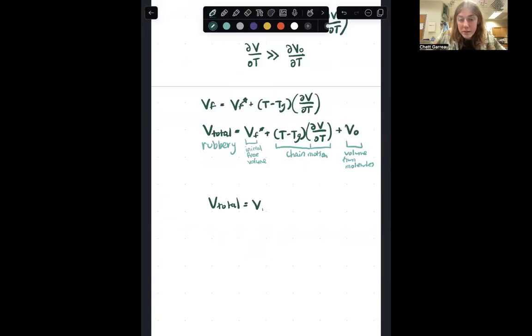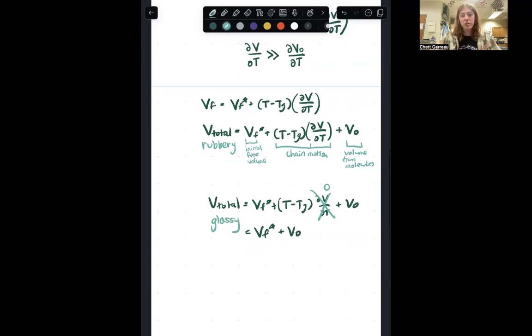So in the glassy region, we're going to see the same equation being used. It still applies. It's just the total volume equation, but there's no chain motion. And so that change in V over change in T term is going to be negligible. You can cross that out, and you just get the initial free volume plus the volume from the bond stretching. And that's going to be your glassy total volume equation.